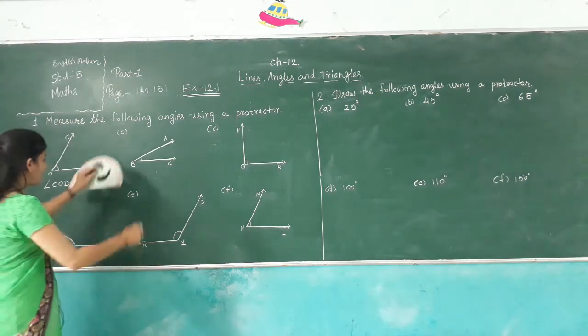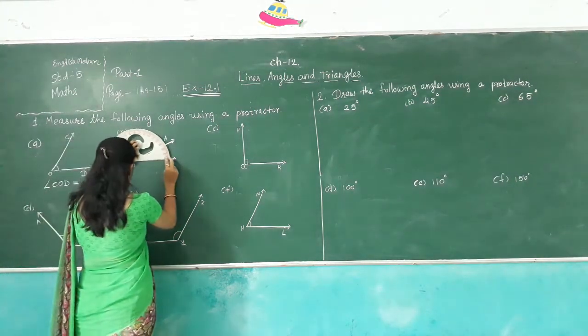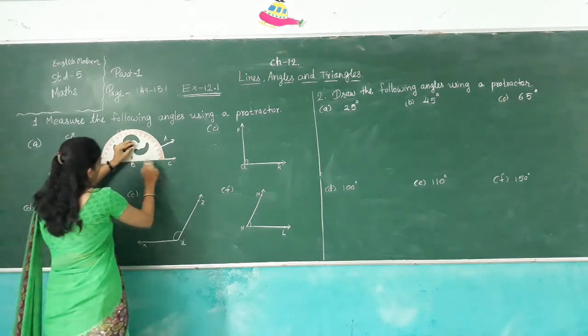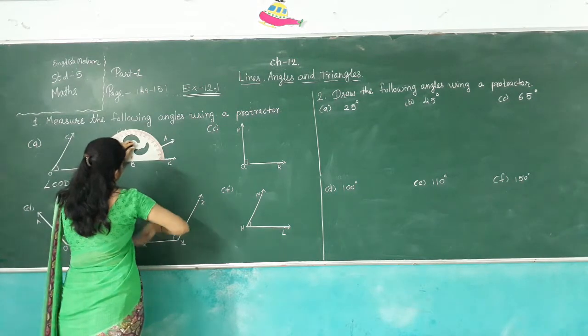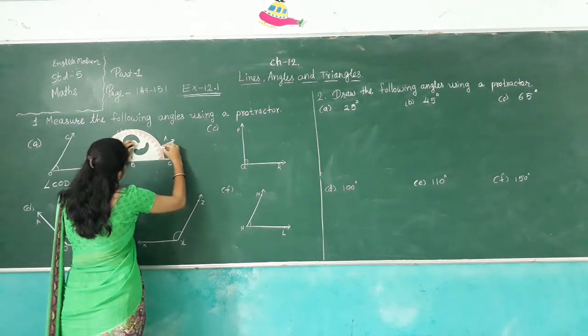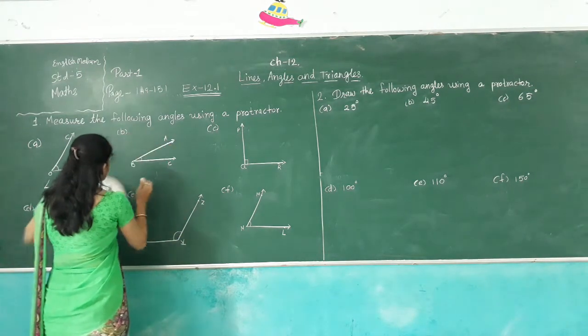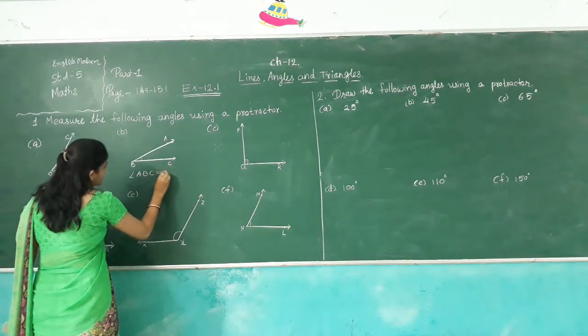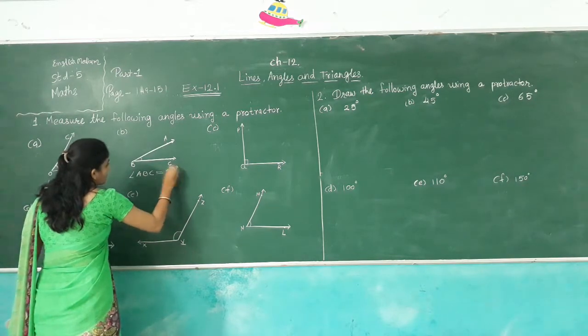Now the next one. First arrange the base on the horizontal line and the red mark on the vertex completely. Then check it, out of 1, 2, 3 and 4. So angle ABC is equal to 24 degrees.